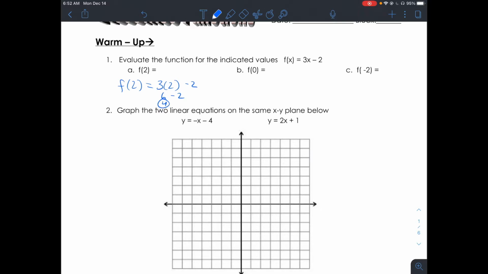Then we have f of 0. Again, you're going to plug in 0 for x. And we have f of negative 2. You're going to plug in negative 2 for x.